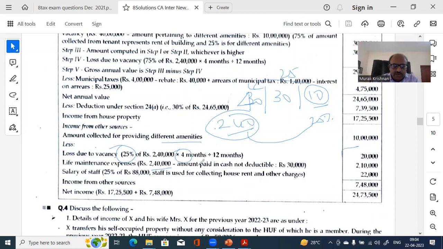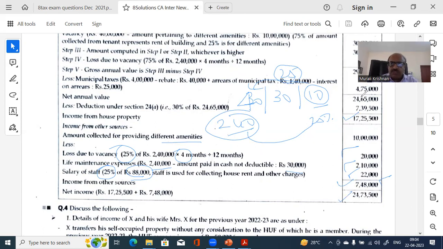Maintenance expense, 2,40,000 minus 30,000, 2,10,000 only. This we have discussed. Same with salary also. Salary towards collecting, not the entire amount will be available. Only this ratio, 25%. Because out of the total amount, 25% is for that different amenities. Only to that extent you can get a deduction under this. Therefore, you're getting 7,48,000. So total income is this house property plus 7,48,000, 24,73,000.